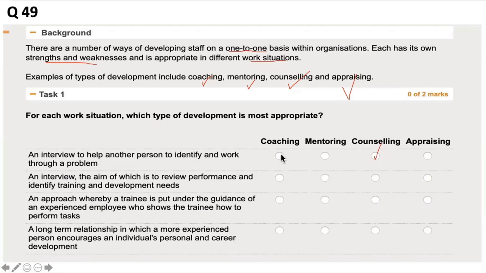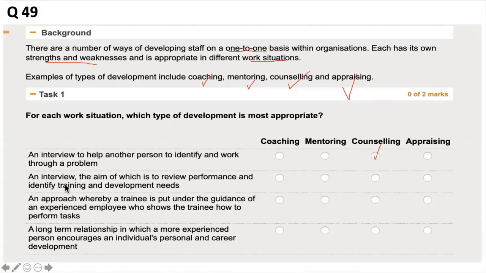So the closest among the other three would be coaching, but coaching also has performance, and guidance on what to do after that. So here the most appropriate one is counseling, even though there are some elements of coaching, but it's closer to counseling because coaching has guidance. You ask questions. You also try to get the person you're speaking to to come up with answers. So counseling is closer to that.